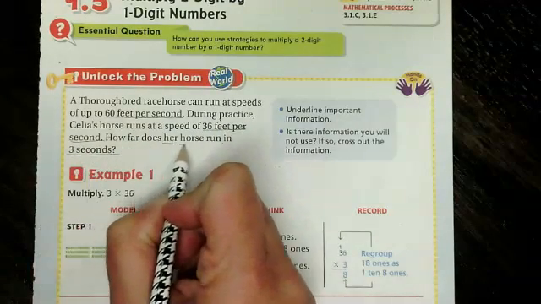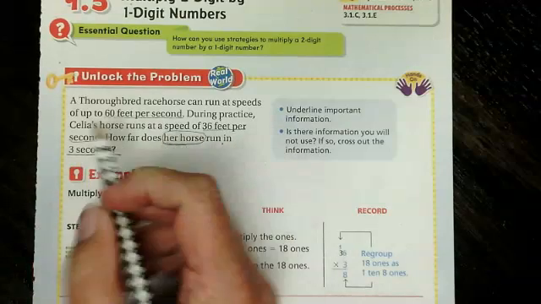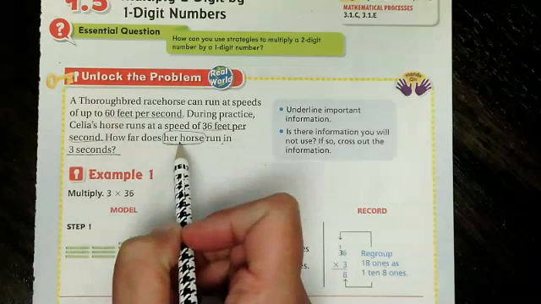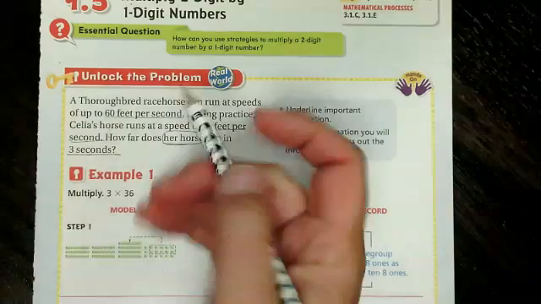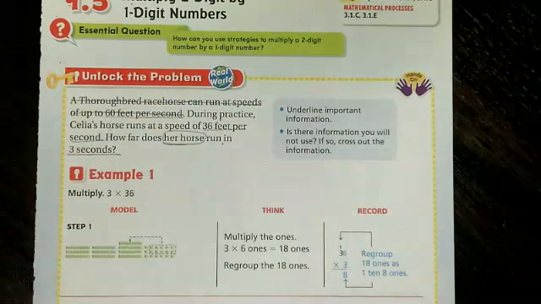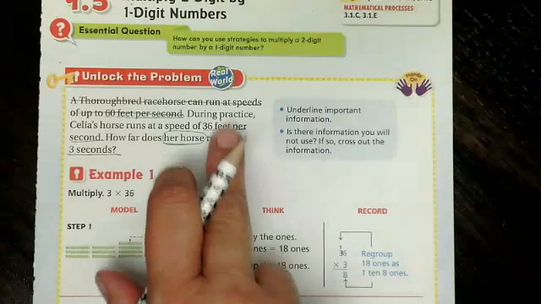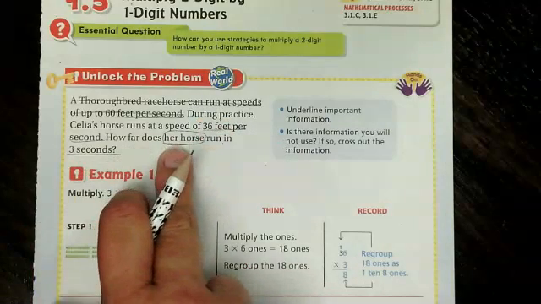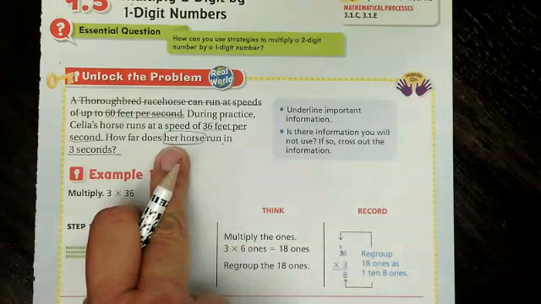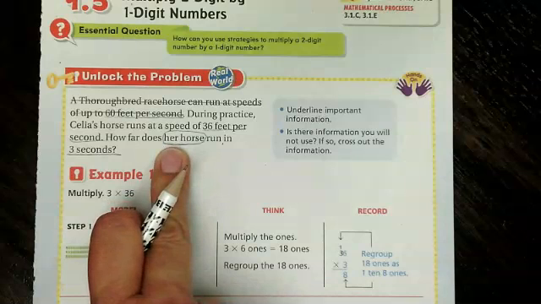All right, so we are just looking for Celia's horse. So does the information about thoroughbred racehorses, is that important information for answering this question? No. So we don't need this. This was just to give us an idea of how fast racehorses run. The rest of this is how we're going to answer this question. So we had to find the important information to answer just this question. How far does Celia's horse run in 3 seconds?